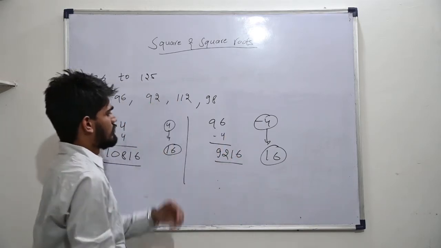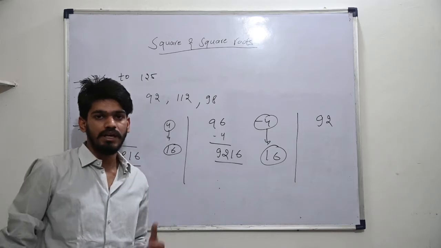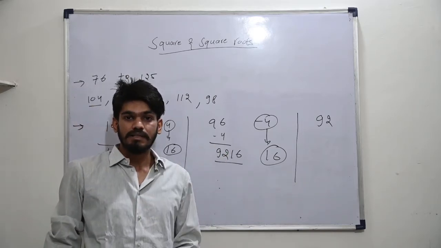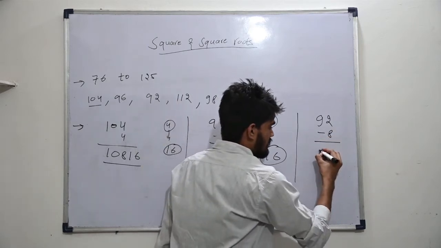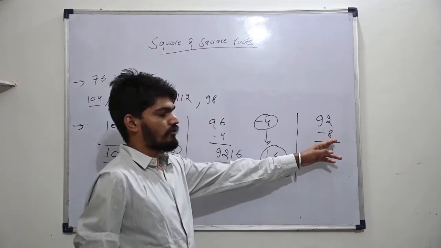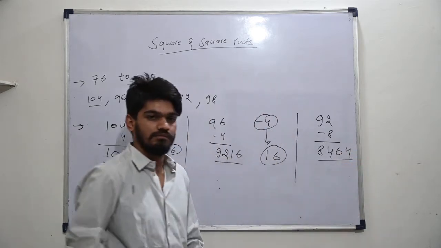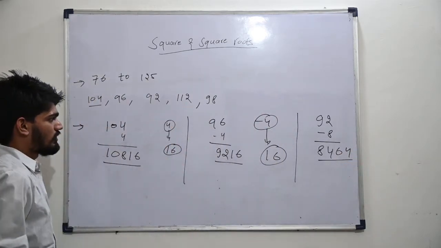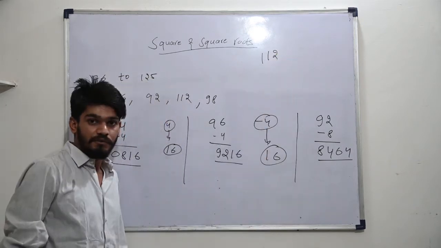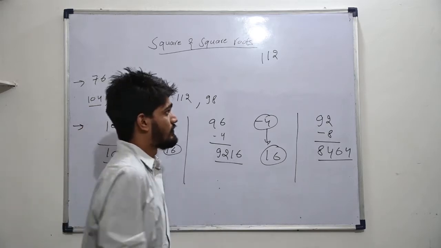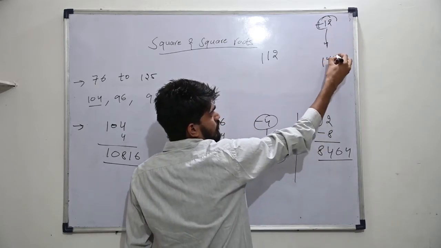That's it. Let's talk about 92. 92 has a difference with 100 as minus 8. Okay, so we are going to just subtract minus 8 in this. We get 84. Now square of minus 8, 64. That's it. Let's talk about 112 then. Difference with 100 is plus 12, and its square is 144.